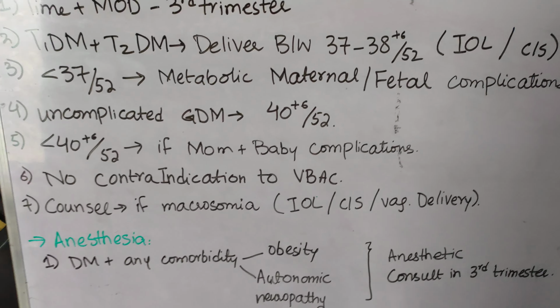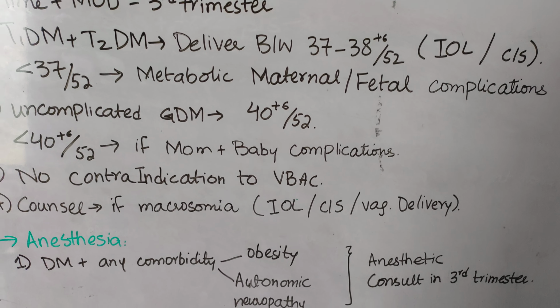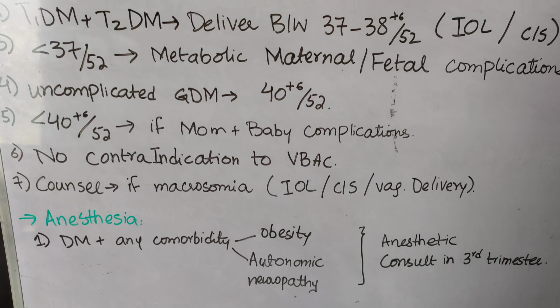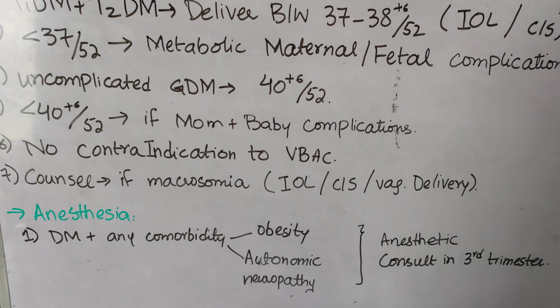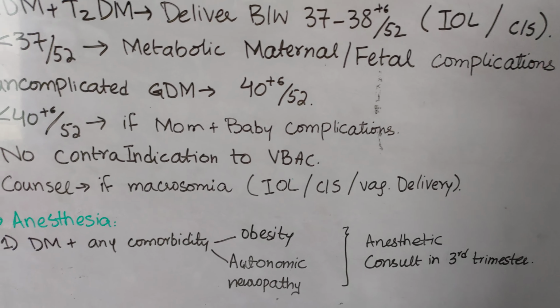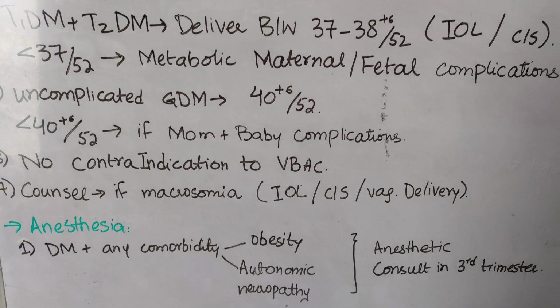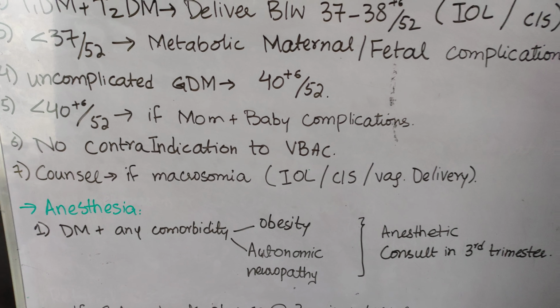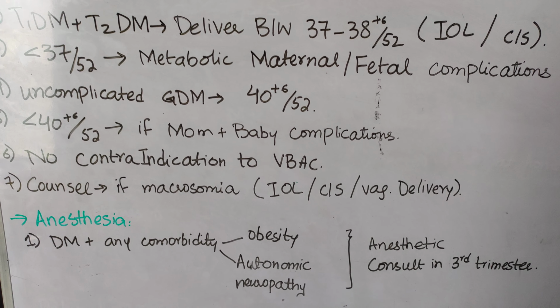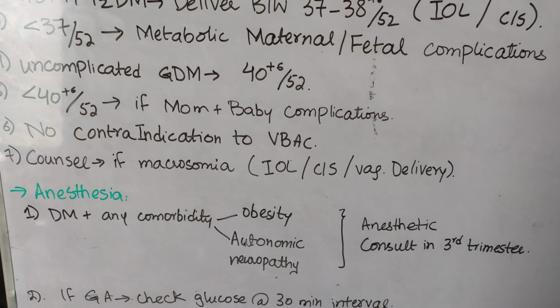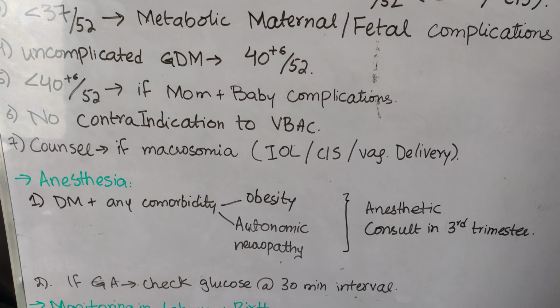It can be delivered before 37 weeks of gestation if there are any metabolic, maternal or fetal complications. In case of gestational diabetes mellitus, the cases that are uncomplicated should be delivered by 40 plus 6 weeks of gestation, and if they have not yet delivered at this gestation, then induction of labor or cesarean section, if indicated, should be offered. They can be delivered before 40 plus 6 weeks of gestation if there is any maternal or baby complication.